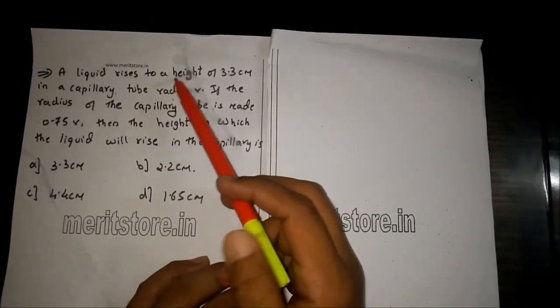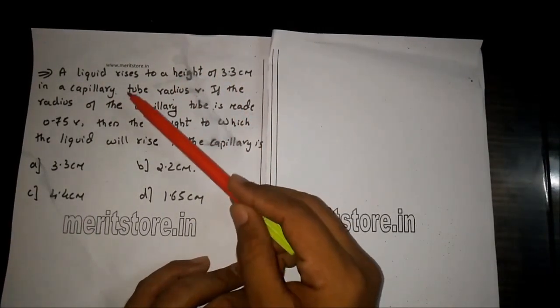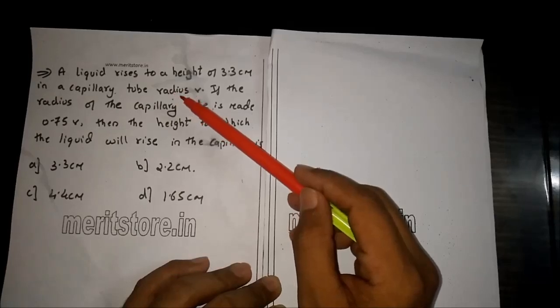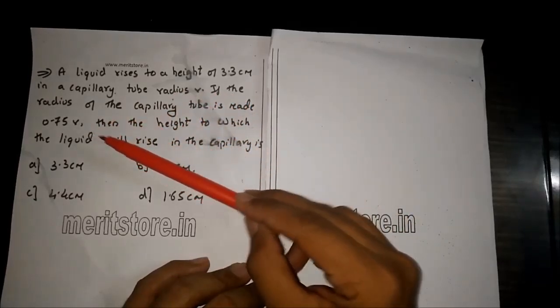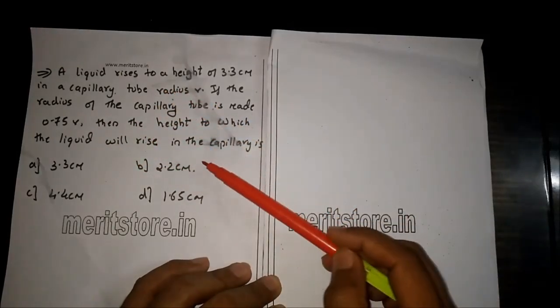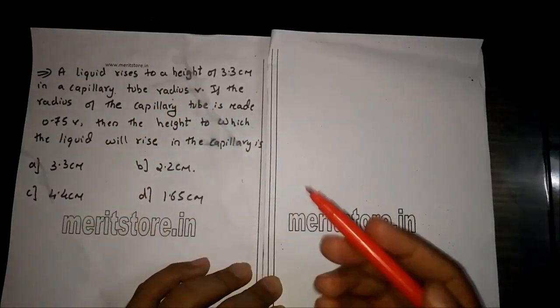A liquid rises to a height of 3.3 centimeter in a capillary tube of radius r. If the radius of the capillary tube is made 0.75 r, then the height to which the liquid will rise in the capillary is. Here are the options.